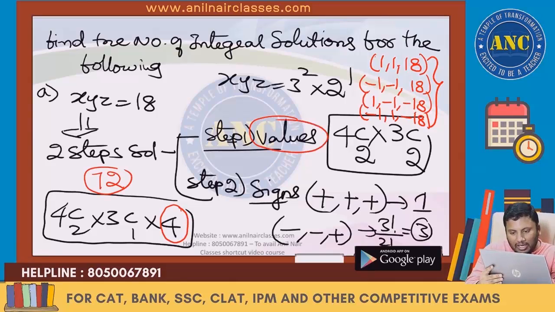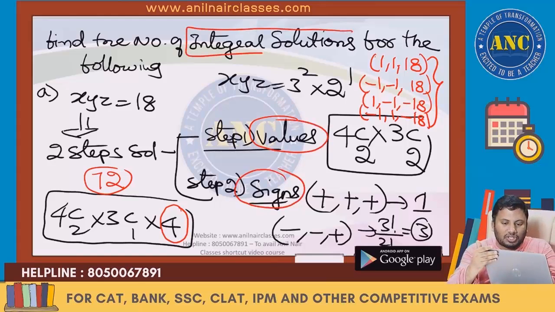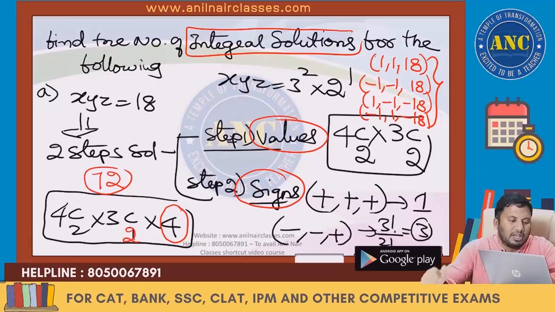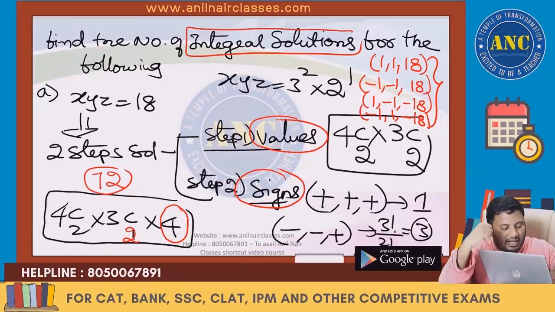Step number 1 is value. Step number 2 is signs, because the question is integral solution. 4C2 into 3C2 or 3C1, both are same, sir. NC1. Next, two more questions, so that you will get an idea.